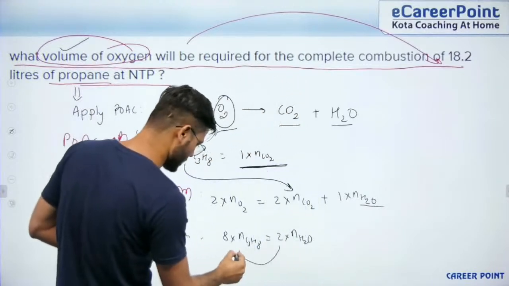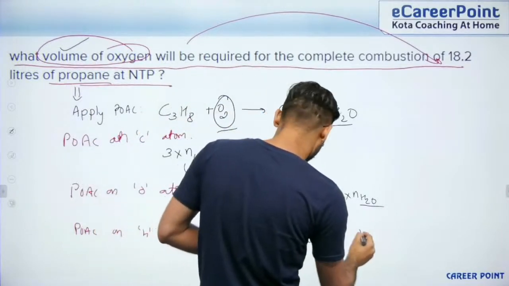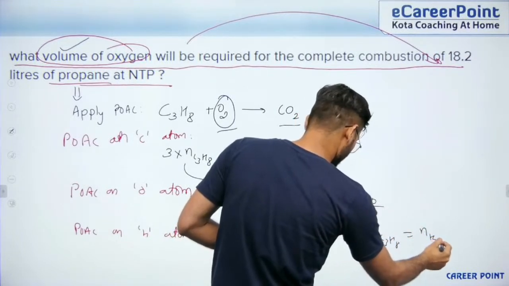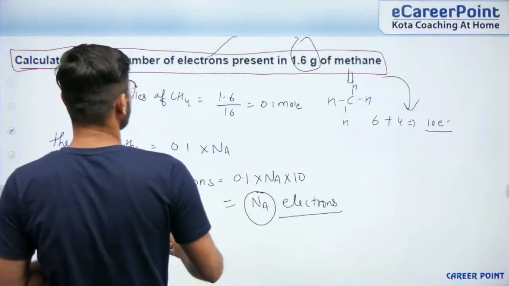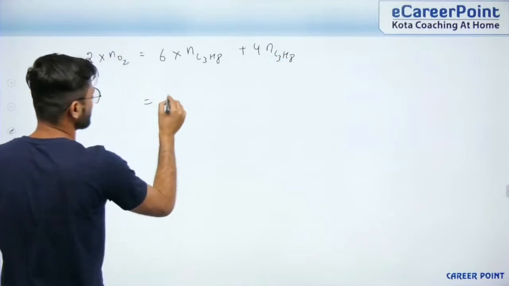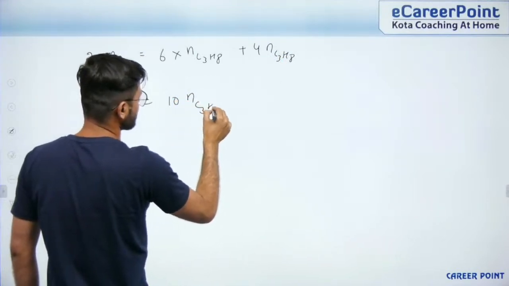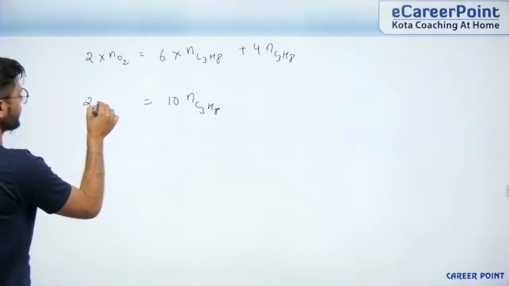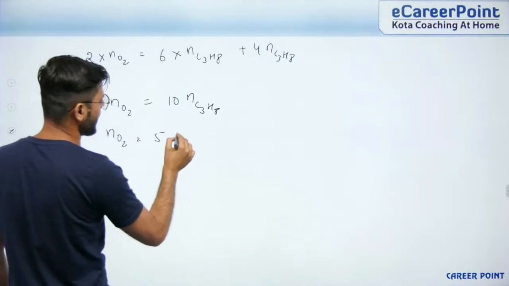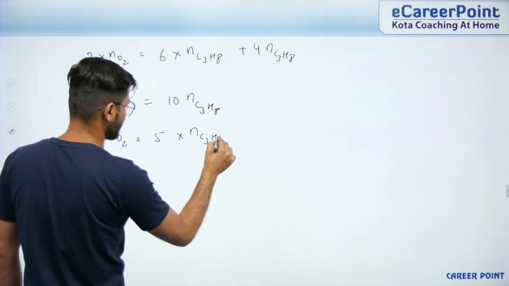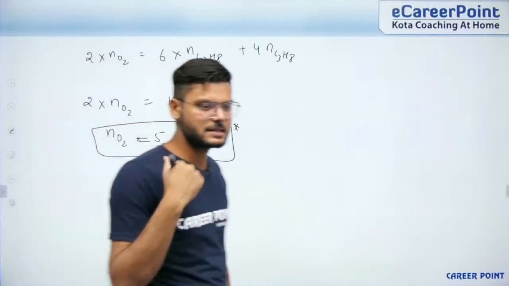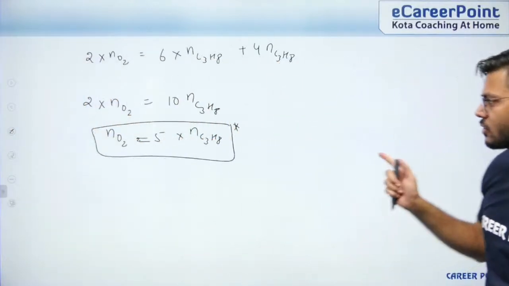So from the hydrogen equation you will have 4 into number of moles of propane equal to number of moles of H2O. So it will be total 10 moles of C3H8, and 2 into number of moles of oxygen. So number of moles of oxygen equal to 5 into number of moles of propane. So see, we got the equation. Can you do it now? This equation we got. Now can you do this question further?